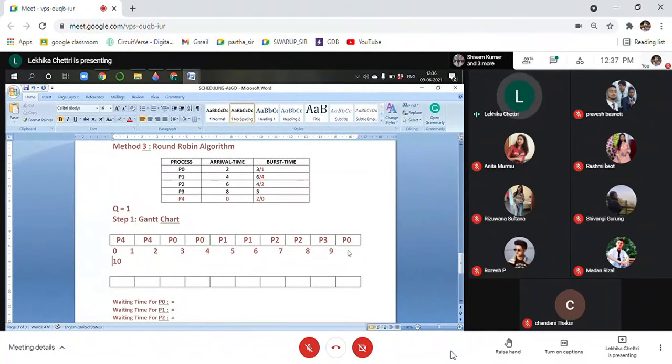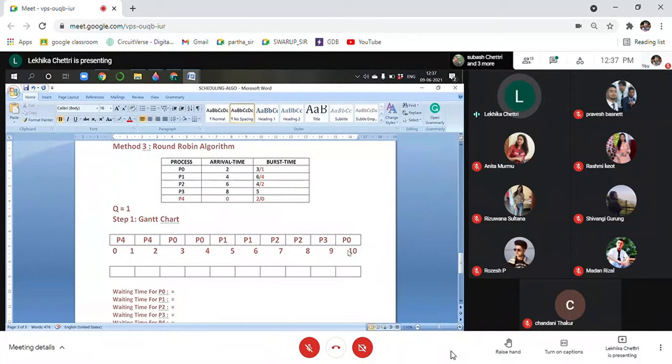After it has executed for 1 unit of time, it needed only 1 unit to complete its task. It is done, so P0 is out of the league. P0 has now been terminated. It has finished its work. The process is dead. It's no more there in the ready queue. It has come out of the main memory, so in the main memory we remain with only 3 processes now.